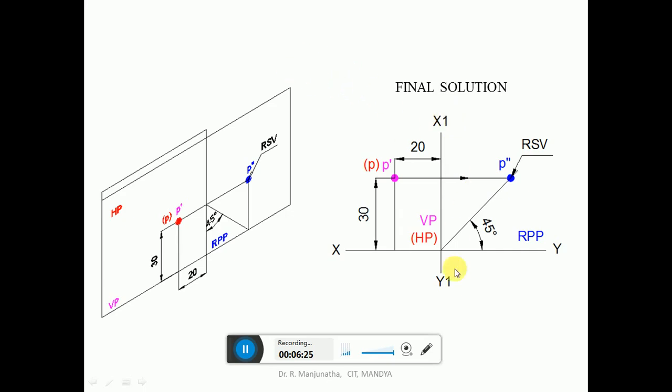And this is the right profile plane. You write the right profile plane towards the right side of X1 Y1, and the vertical plane will be on the left side, and HP is the one which is rotated. So you keep it in bracket. Both will be above the XY line.